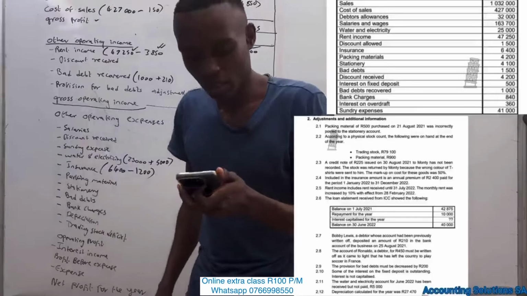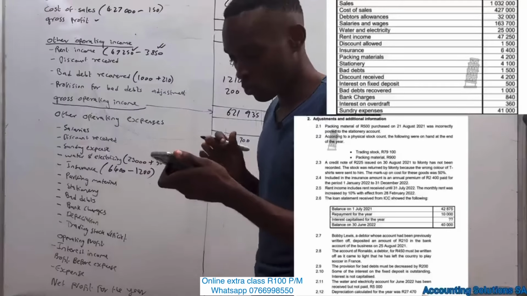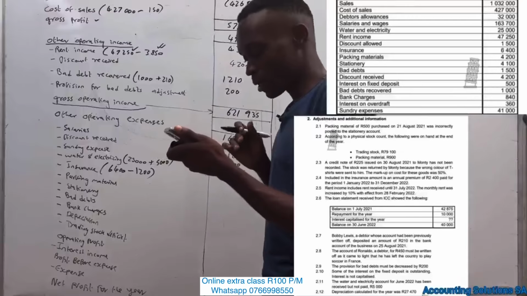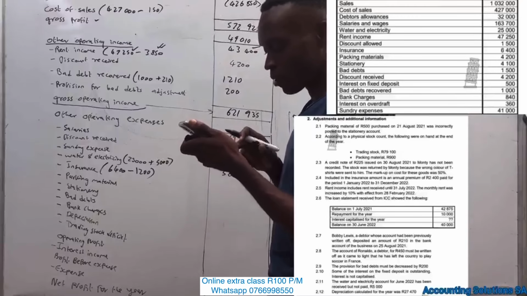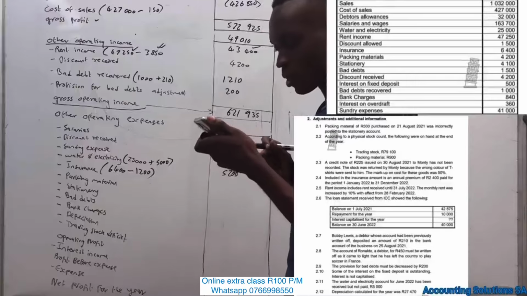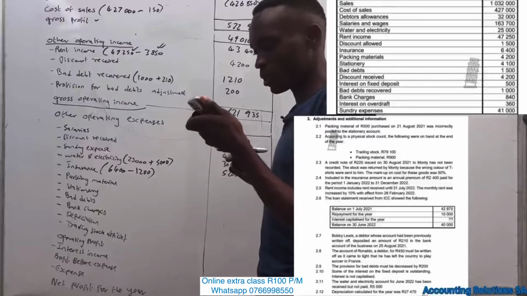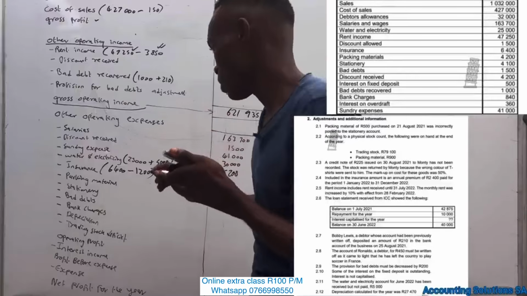Okay, now let's proceed. We are going to packing material. Packing material, let's start with the one that we have on the table. We have 4,200.